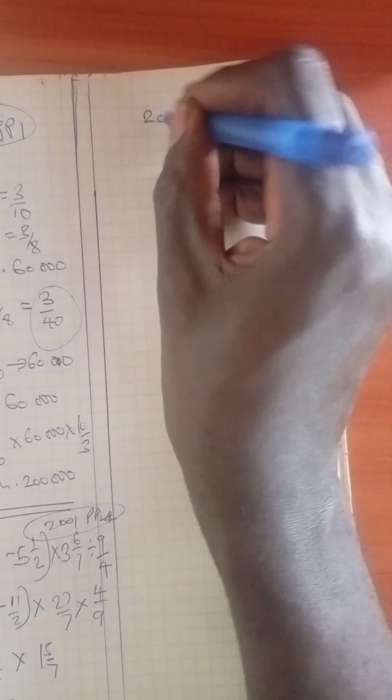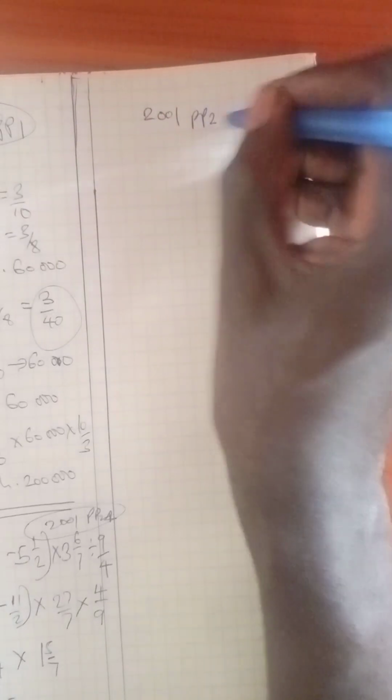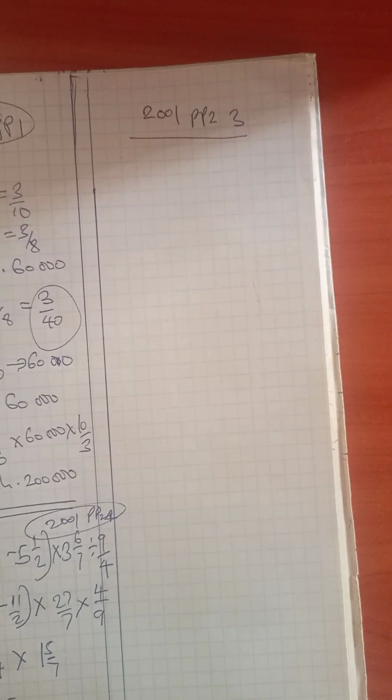In 2001, paper 2, question 3, students were asked this question. Three people, Odawa, Muliwa, and Amina, contributed money to purchase a flour mill. Odawa contributed a third of the total amount. Muliwa contributed 3/8 of the remaining amount, and Amina contributed the rest of the money.